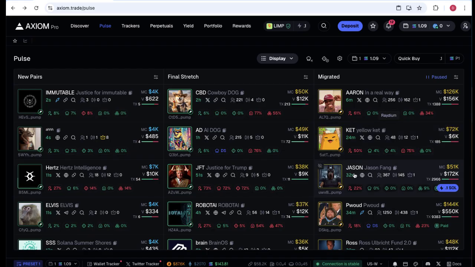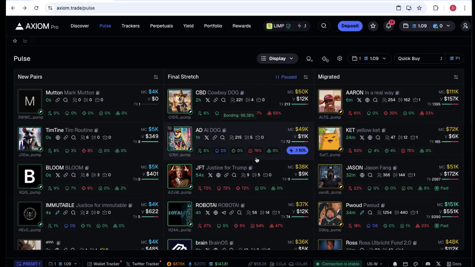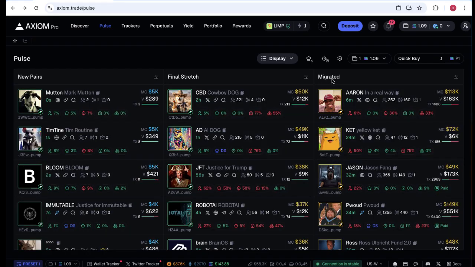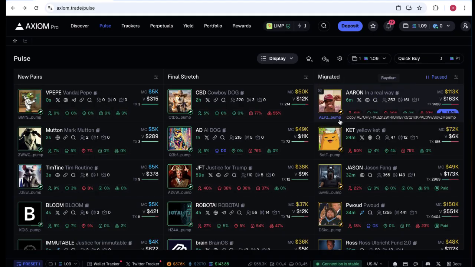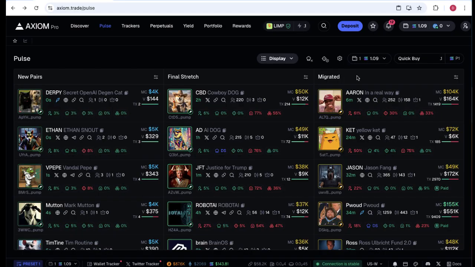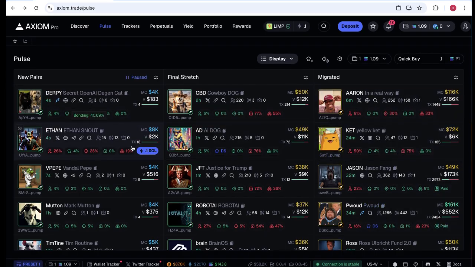And these tokens over here are the ones that actually made it through the complete bonding curve, and they have migrated now onto PumpSwap, which used to be Raydium, but now the tokens just bond right to PumpSwap. And this is what you're going to find over here in this column right here. So I'm going to show you guys right now.